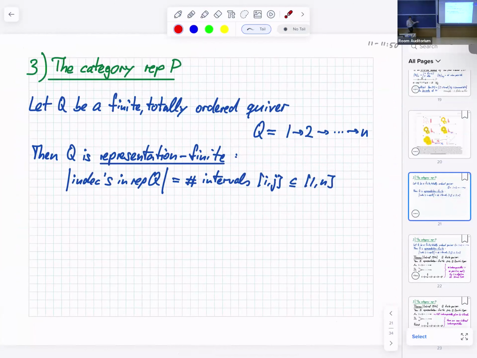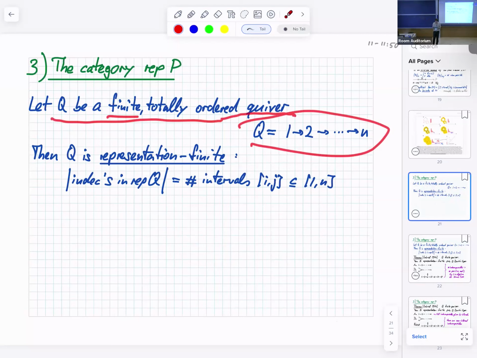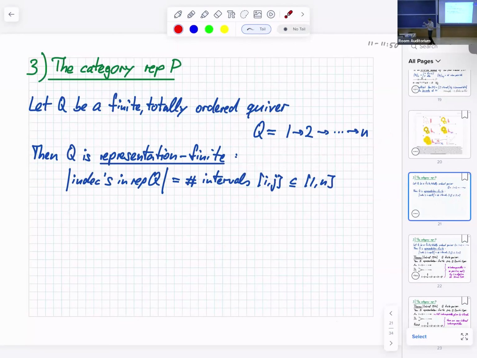Things work really nicely when we have a totally ordered poset, when our quiver is a totally ordered quiver like this. When we have a finite totally ordered quiver, then in that case we know all the indecomposable representations. They are given by intervals. For any such quiver with endpoints, there are only finitely many intervals possible. So the set of intervals, which is the set of possible indecomposables, is a finite set.